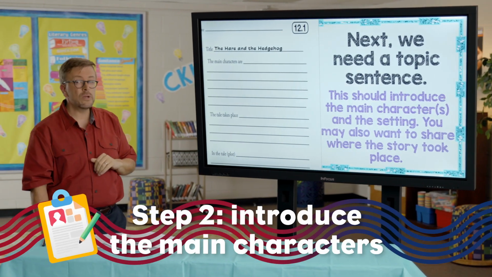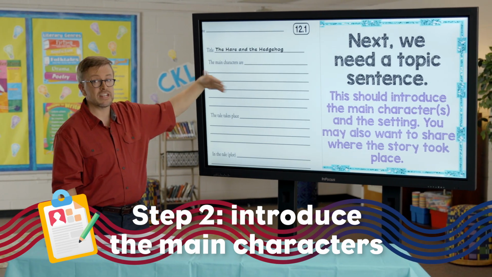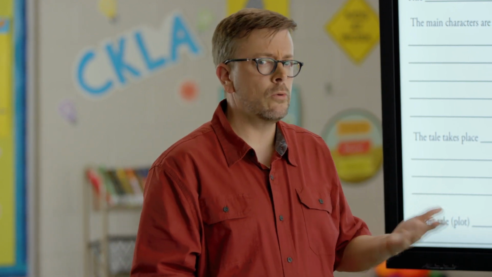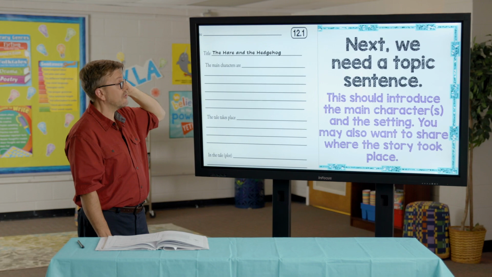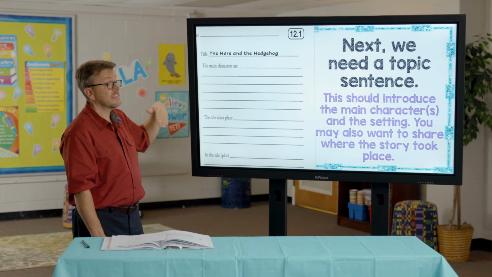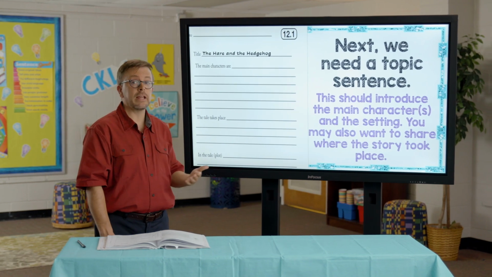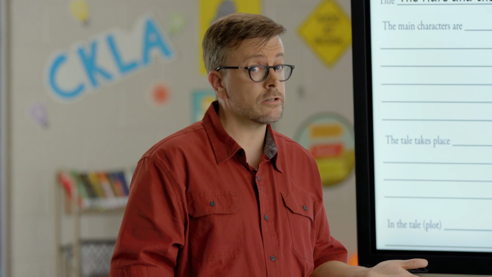All right, so next we would need a topic sentence. We would need to put in about our characters. That kind of starts us out because we want to tell the reader of your book report who are the characters in your story. So as your template here or your draft page on 12.1 has, it says the main characters are. So you would go in and talk about what the main characters are. Think back to The Hare and the Hedgehog. Who were our main characters?